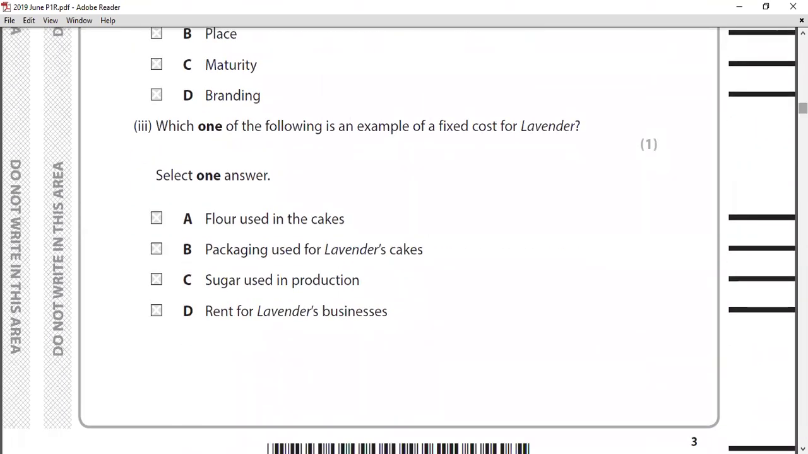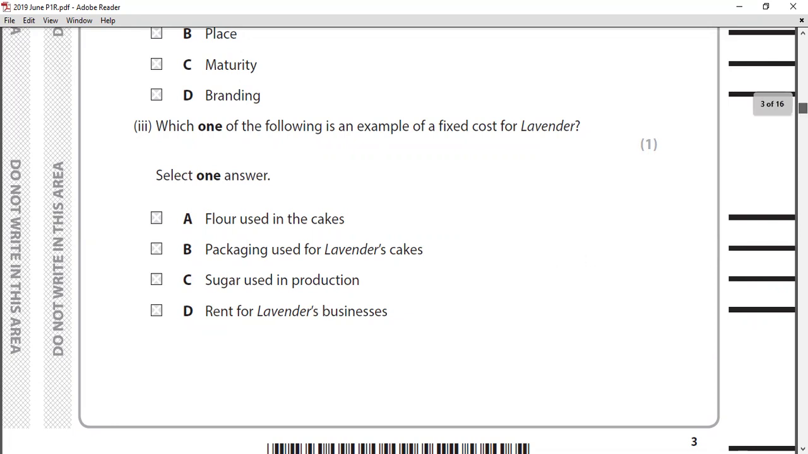Question number 3. Which of the following is an example of a fixed cost for Lavender? Fixed cost definition: the cost that does not change with the level of output. Flour used in the cakes depends on output, it's variable, so it can't be A. Packaging also changes with the level of output, so it can't be B. Sugar also changes with the level of output, so C is also wrong. So the answer is D. Rent is the fixed cost because rent does not change with the level of output.